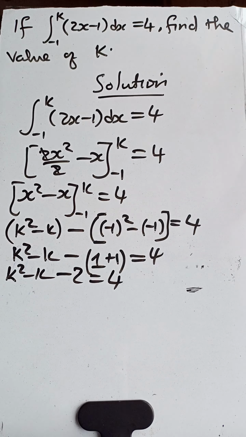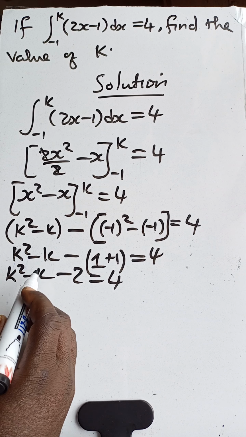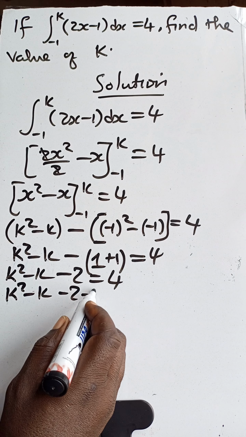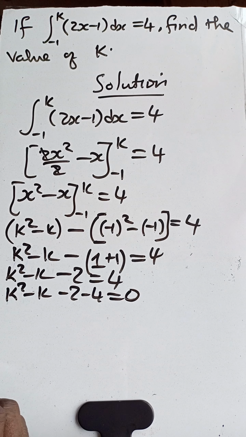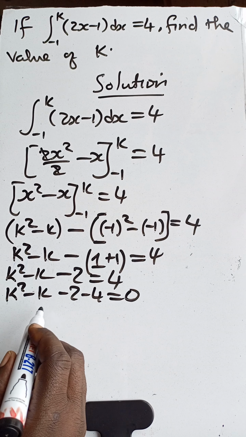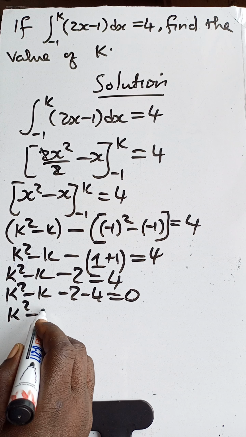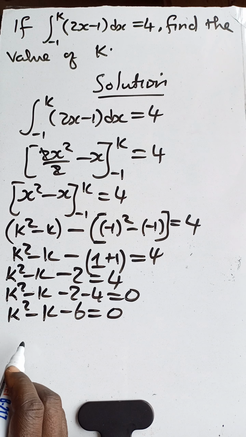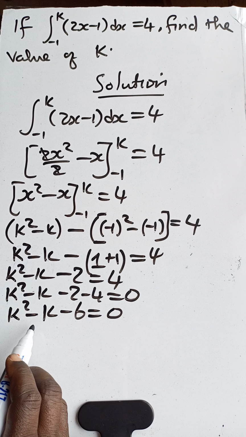Let us take 4 from the right hand side and bring it to the left hand side. This 4 is positive. When it's coming here, it becomes negative. So k squared minus k minus 2 minus 4 is equal to 0. Negative 2 minus 4 is negative 6. So we have k squared minus k minus 6 is equal to 0. We end up with this quadratic to solve for k.